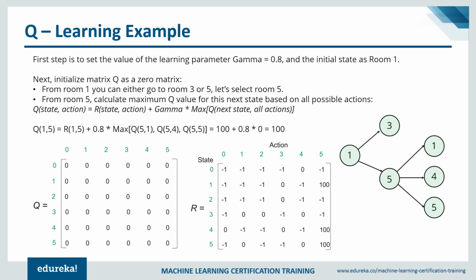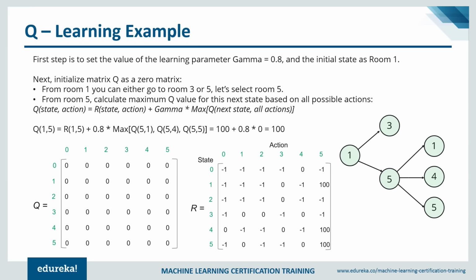So the first step is to set the values of the learning parameters: gamma, which is 0.8, and the initial state as room number 1. Next, initialize the Q matrix as a 0 matrix. On the left hand side, as you can see here, we have the Q matrix, which has all the values as 0. Now from room 1, you can either go to room 3 or room 5. So let's select room 5 because that's our end goal. From room 5, calculate the maximum Q value for this next state based on all possible actions.